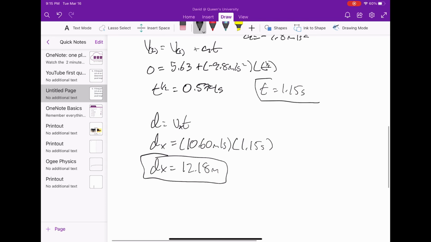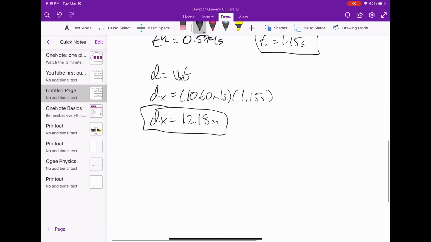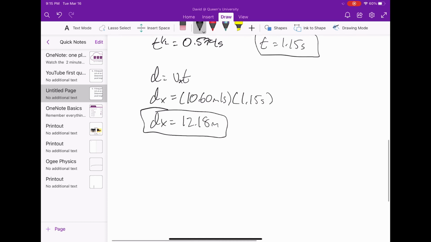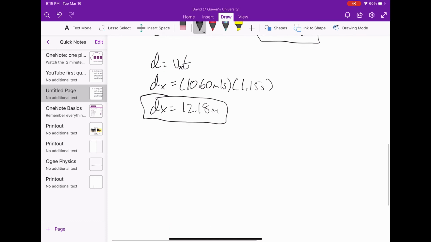Our time of flight is 1.15 seconds, so now we just need to find our maximum height of the jumper. So, two equations you can use here. One that you may have seen more often is d equals v1t plus 1/2 of at squared. And if you do or don't know, there's also the equation d equals v2t minus 1/2 at squared. Sorry, that took me a second to recall.